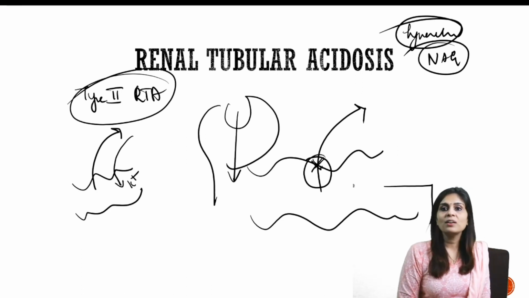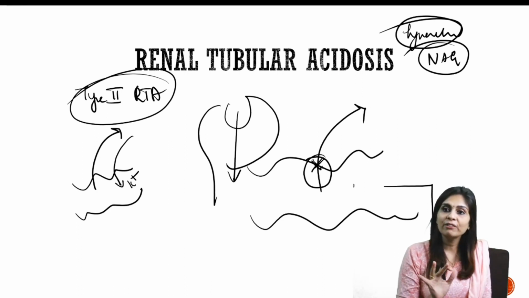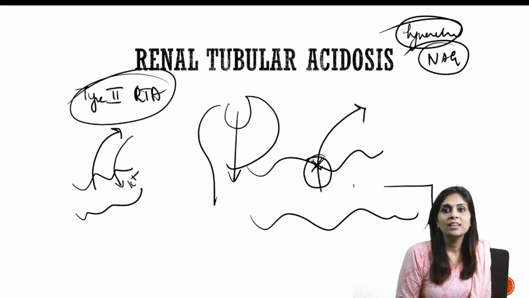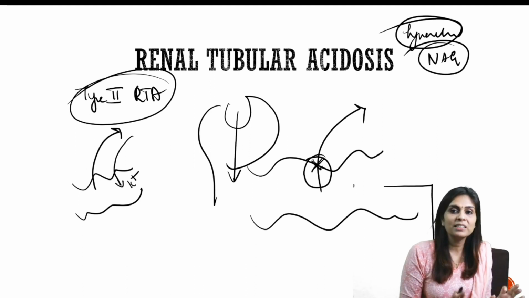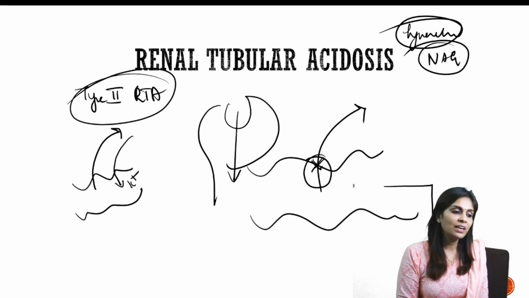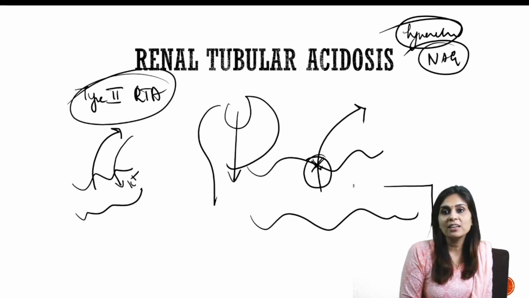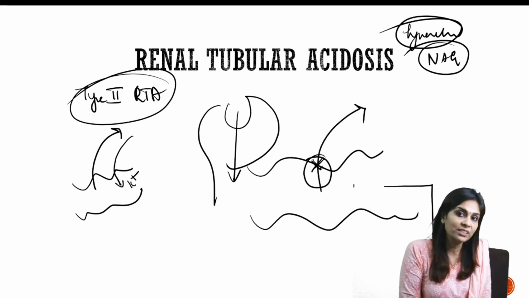And because it is not an alkalotic urine, you don't find nephrocalcinosis in this condition. So we can differentiate type 1 and type 2 based on urinary pH. Otherwise, they are almost similar. And if you are asking me about type 4 renal tubular acidosis, we know it is aldosterone resistance or hypoaldosteronism.